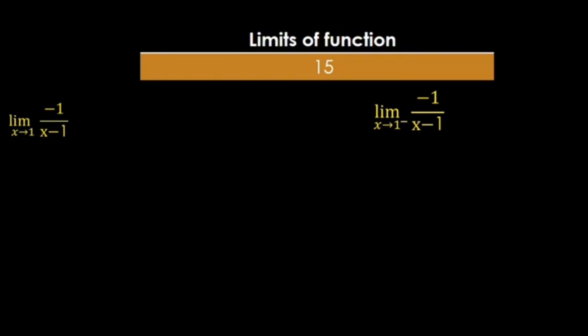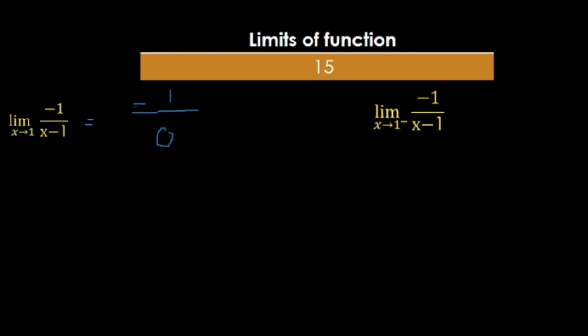This one is x, the positive part of it. We substitute directly. We are going to be having minus 1 all over x minus 1, 1 minus 1, that is 0. You need to know the variation of this 0 so as to know the type of infinity that will be given here.